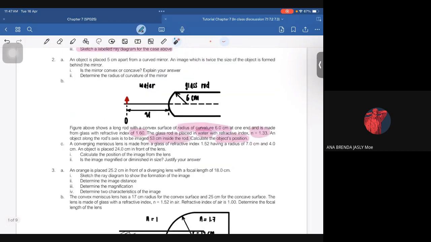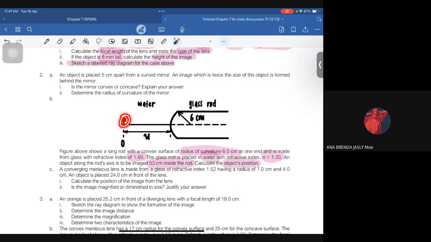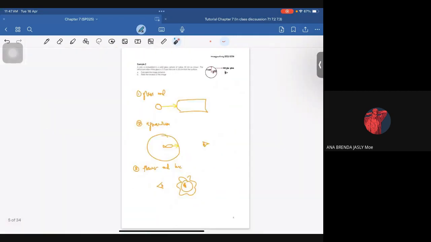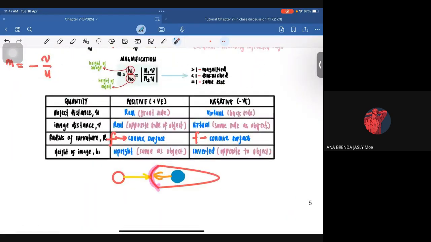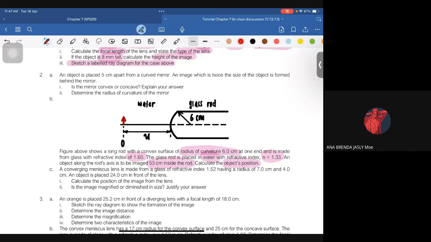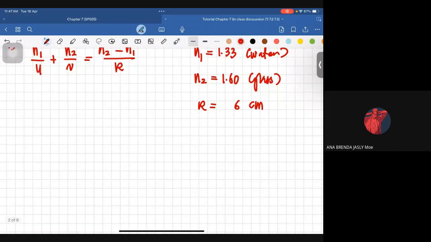Okay, so sekarang ni, objek ni berada di sini. So light from this object akan jumpa surface apa ni? This is a convex surface. So dia akan jumpa convex surface. So based on that, kalau dia jumpa convex surface, R mesti positive. So from here kita akan letak dia sebagai positive 6 cm. Boleh faham ke?